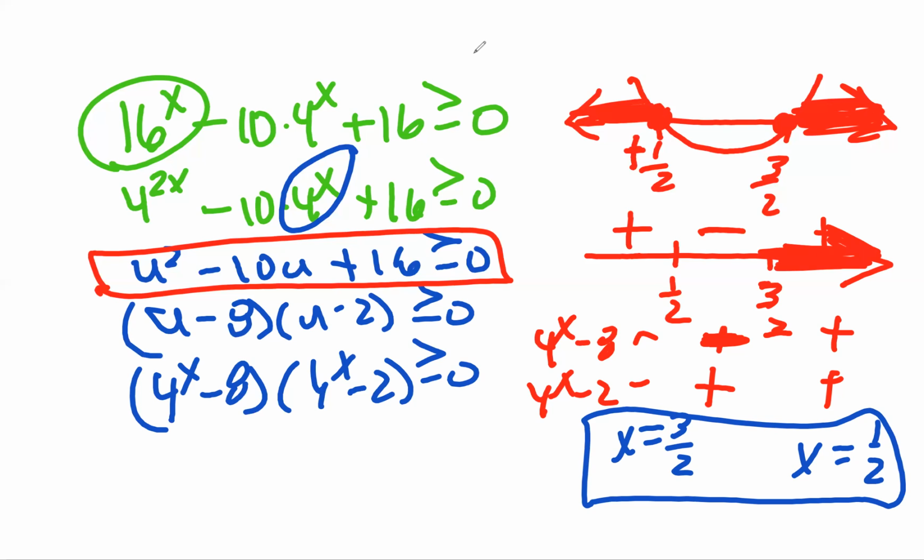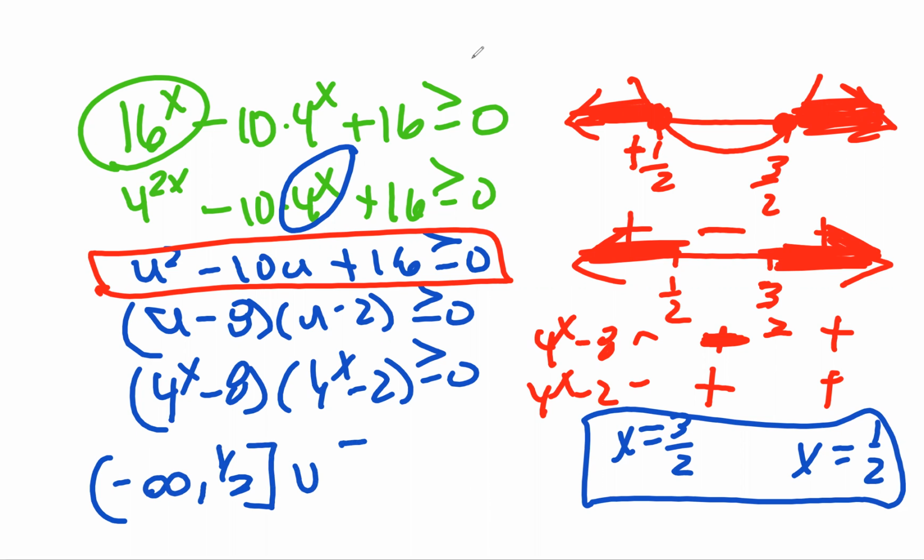So when I'm looking at a parabola, to me, it's easier if I'm just going to solve by graphing on that. So that would be the expectation for that particular piece of it. So I would say the answer then would be from negative infinity to 1 half closed, union 3 halves to infinity.